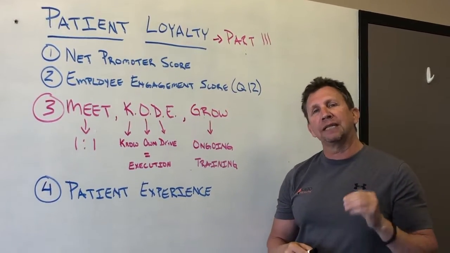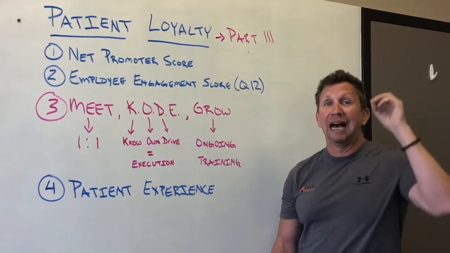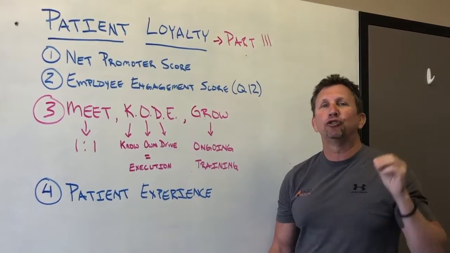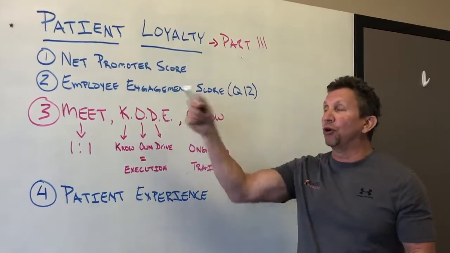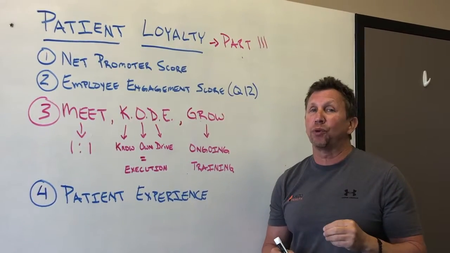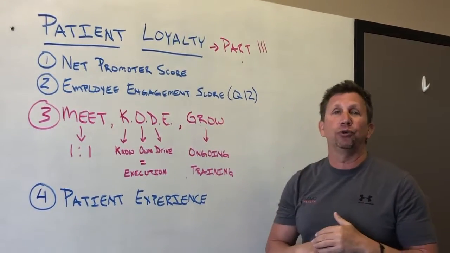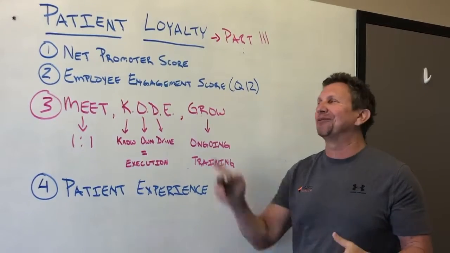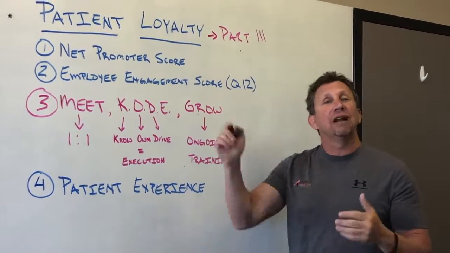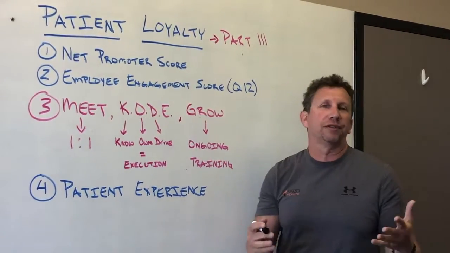Now, we also know from science that engaged employees, highly engaged employees, drive up loyalty scores. So if you don't know what your employee engagement score is, then make sure that you do the Q12. If you don't remember what that is, remember, go back and watch that video. So now we're talking about part 3. So what do you do with all this information?